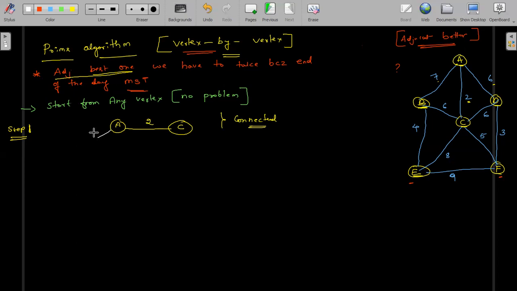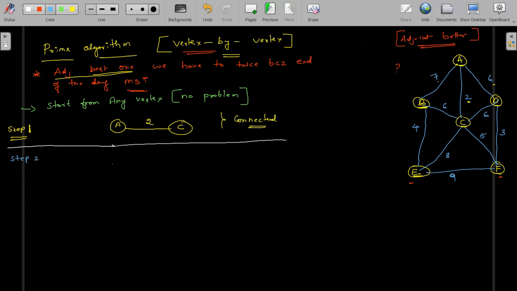Select the best adjacent for A. Select the best adjacent for C. That is what you have to do. Now see here, step one is okay. Everyone okay with step one? Again, go to step two. Step 2. Finish.